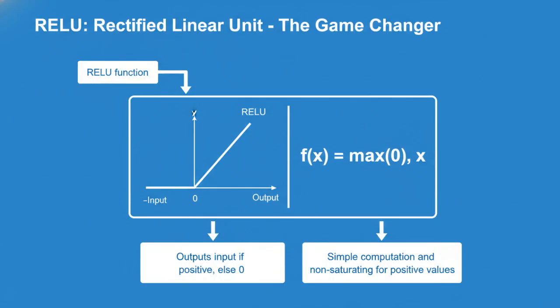Unlike sigmoid or tanh, ReLU does not saturate for positive inputs, which is key to preventing the vanishing gradient problem in that range. This non-saturating nature, combined with its simple computation, made it an immediate game-changer, enabling the training of much deeper and more complex neural networks than previously possible.